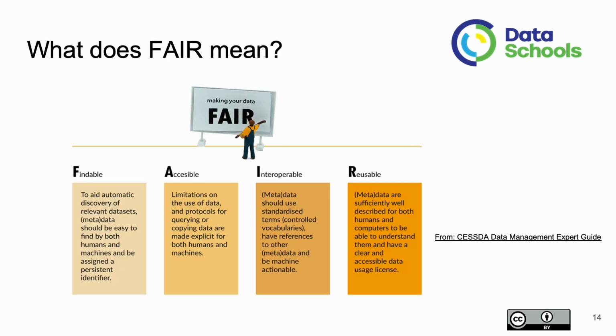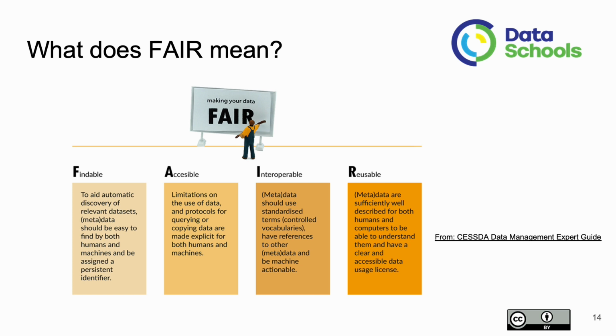So what does FAIR mean? Let's look at the first principle, findable. It is to aid automatic discovery of relevant data sets as well as metadata, and this should be easy to be found by both humans and machines, and it should be assigned a persistent identifier. The second one, accessible. Under this one, limitations on the use of data and protocols for querying or copying data are made explicit for both humans and machines.